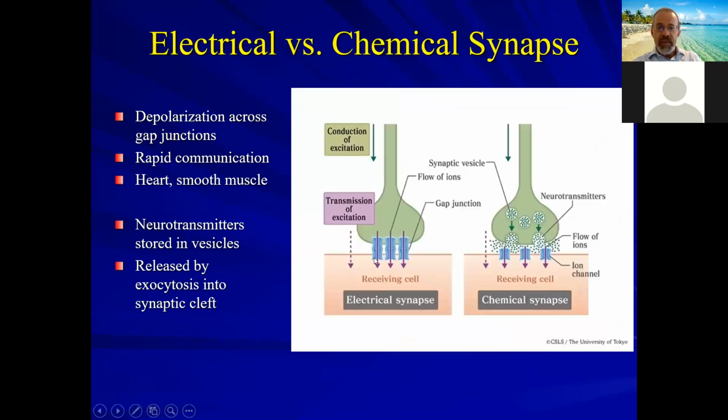You can see there's really no space per se, because the electrical signal goes right through this gap junction. It never leaves out into the space, whereas here it leaves into the space and then goes across.